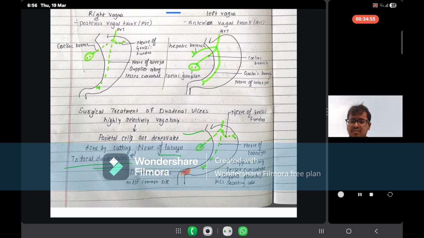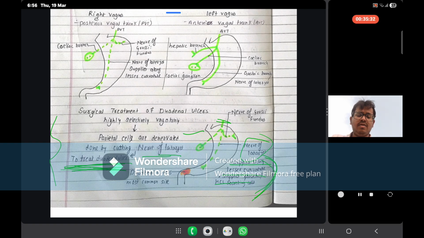What do we do in the treatment? We first of all cut the nerve of Latarjet. For doing this, we don't cut the direct nerve from here. We will do only what is needed, we will not cut all the nerves, then it is problematic. So we cut only the nerve that supplies along the lesser curvature, which supplies the parietal HCl secreting cells.